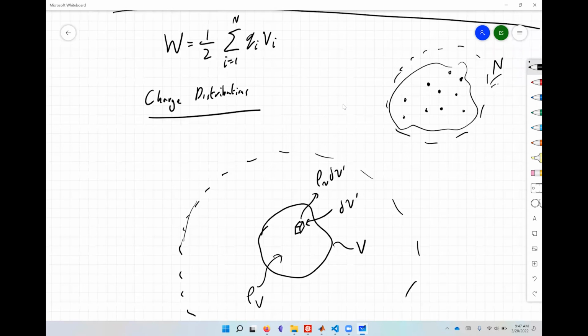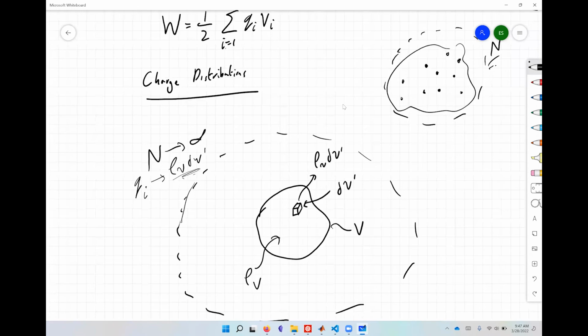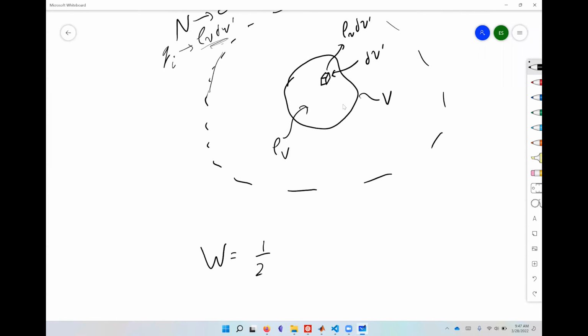Okay. So it's the same thing, but now n approaches infinity, and each Qi is going to have a charge of rho v dv prime. So now I am summing an infinite number of things, right? But each charge is getting smaller and smaller, so hopefully there's a limit there. So I can turn this sum into an integral. W is going to be half, and now I'm integrating across the whole volume of the charge distribution. And then the charge now is rho v dv prime.